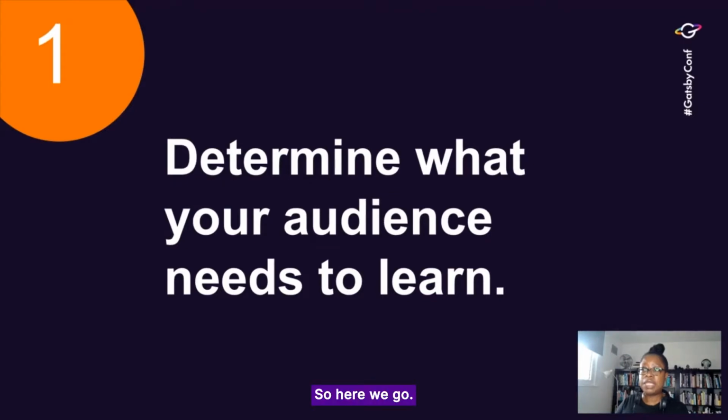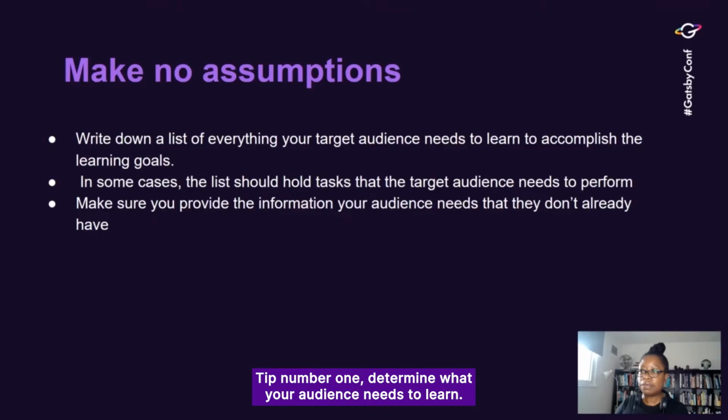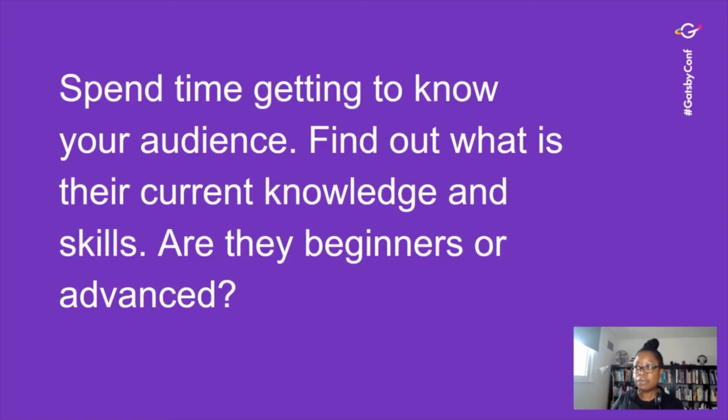So here we go. Tip number 1. Determine what your audience needs to learn. Make no assumptions. Write down a list of everything your target audience needs to learn to accomplish the learning goals. In some cases, the list should hold tasks that the target audience needs to perform. Make sure you provide the information your audience needs that they don't already have.